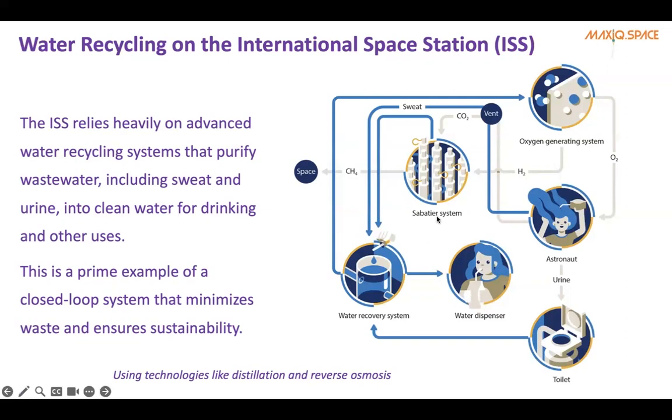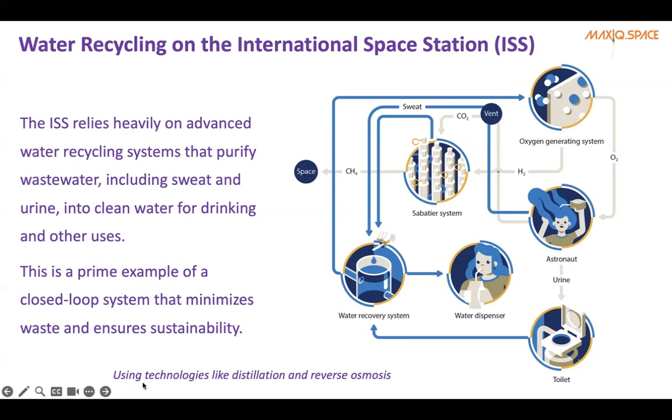And also, we can strip out the hydrogen, which is then used in this process, almost like from a fuel cell perspective. So this is a closed loop system in terms of all of the gases, the air inside the space station, as well as the water recovery system.